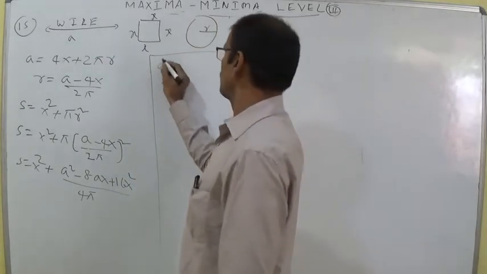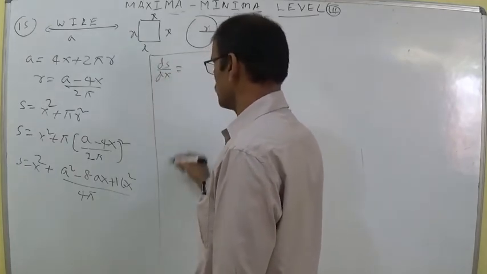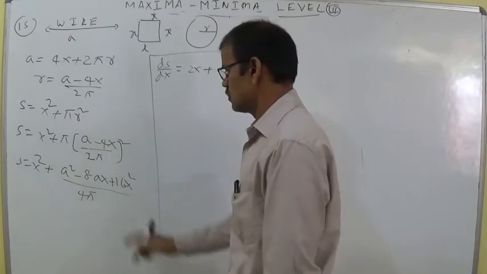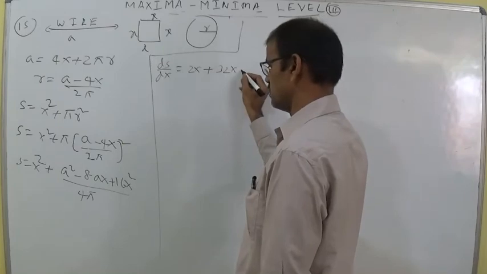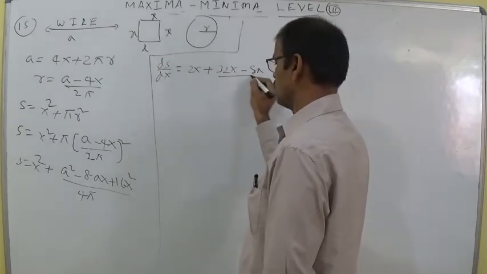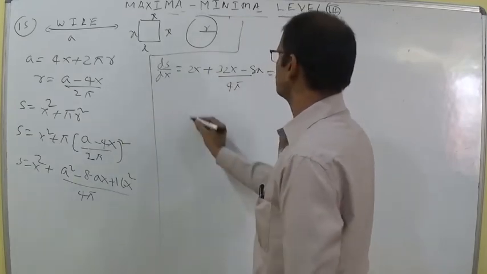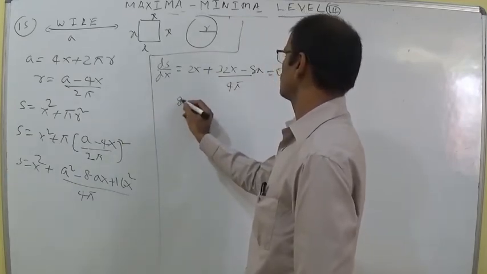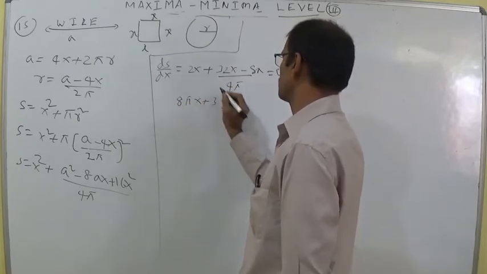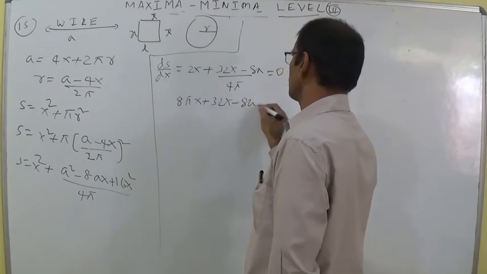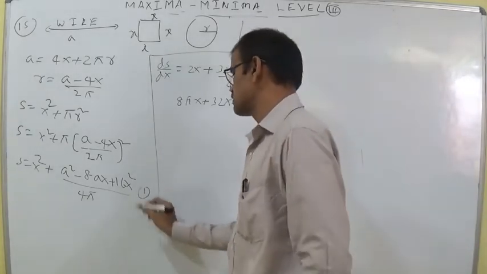If the area is min or max, then we can write dS by dx is equal to 2x plus, taking the derivative of a square as zero, 16x square derivative is 32x, minus 8a, whole by 4 pi, is equal to 0. Now this is 8 pi x plus 32x minus 8a equal to 0. Let it be the first equation.